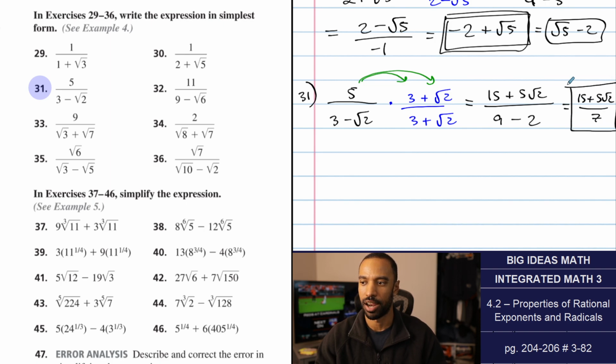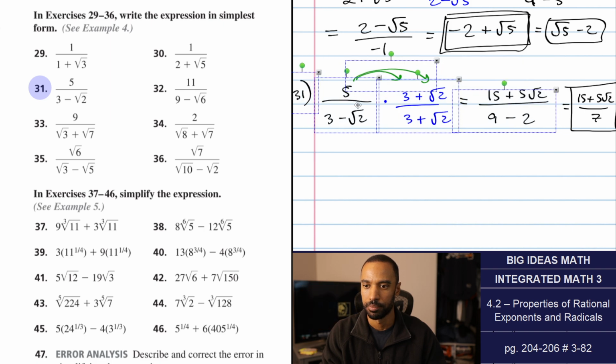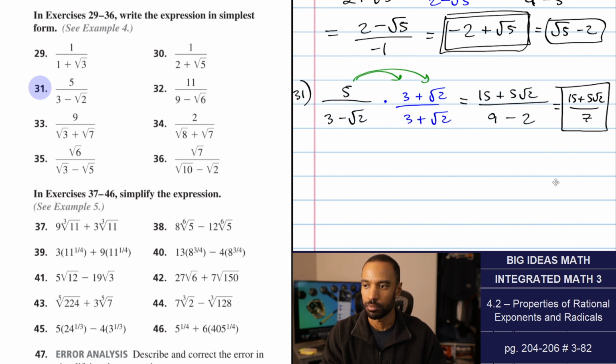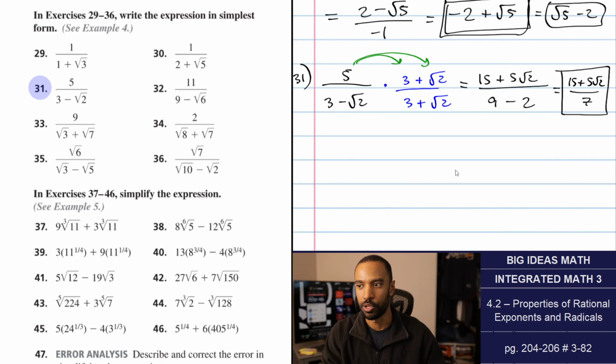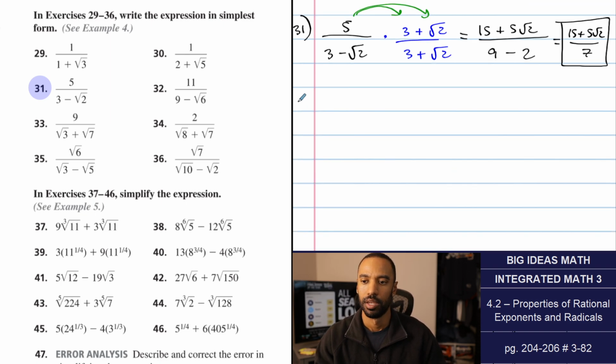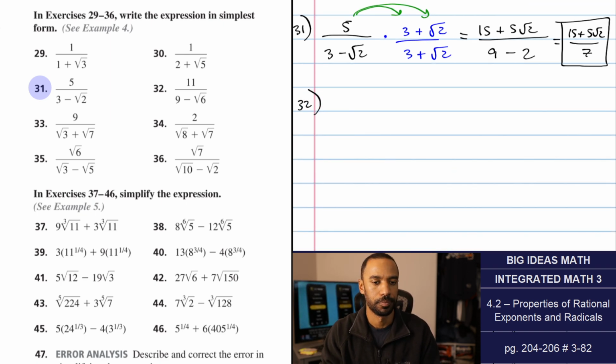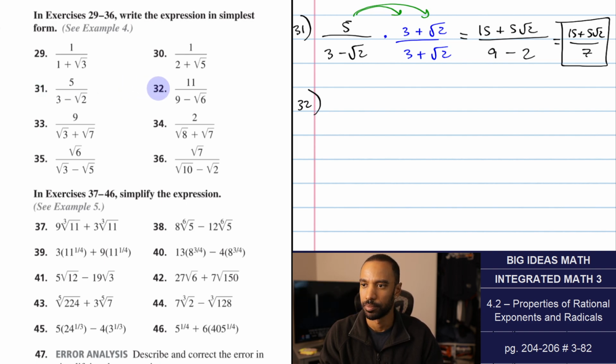And you're actually done there. Everything's positive. That's all good to go. Let's move these over a little bit. Okay. And nothing can reduce, so you're good. Or simplify. Number 32, we have 11 over 9 minus root 6.